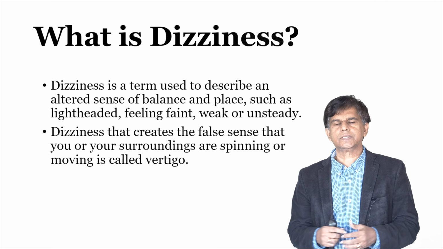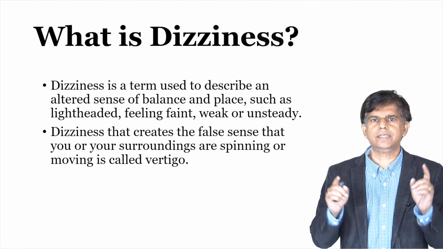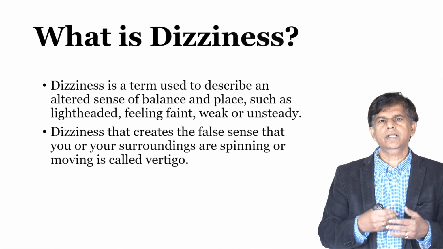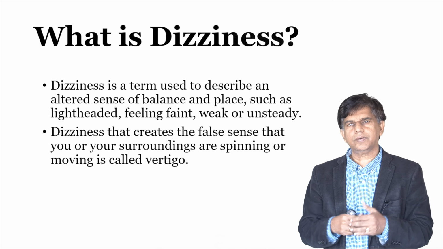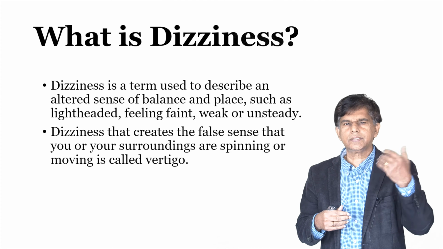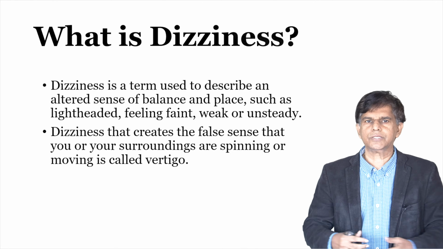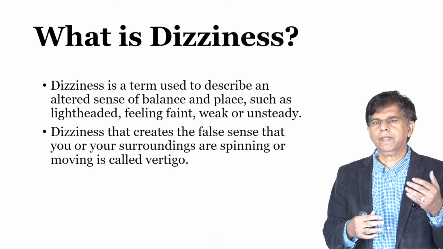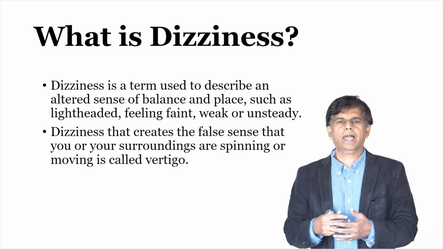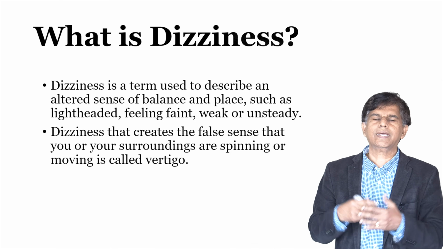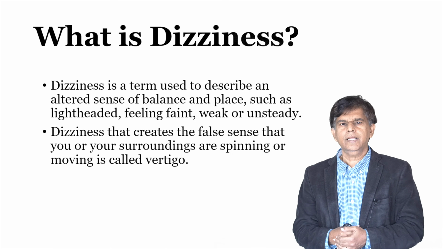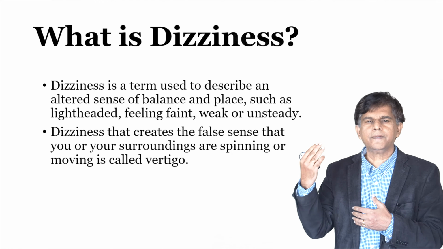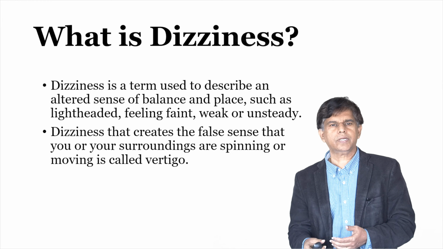Now, what is dizziness? When you talk about dizziness, they always say difficult is the word. Dizziness equals difficult. Why is that? Everybody has a problem with how to evaluate dizziness. What do patients mean when they say dizziness, okay? Several terms are used. Mainly we can say it describes an altered sense of balance, such as lightheadedness, feeling faint, weak, or unsteady. And dizziness that creates a false sense of your surroundings spinning, then you have to think about what is called vertigo.